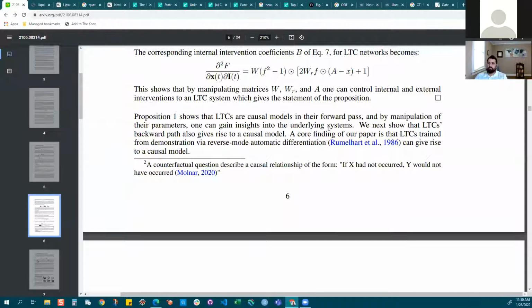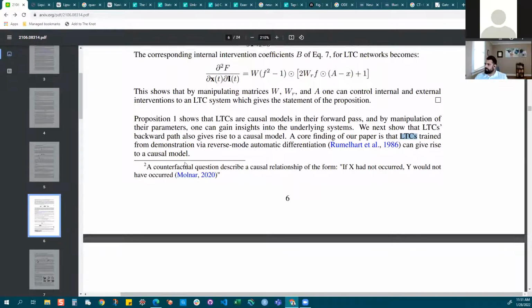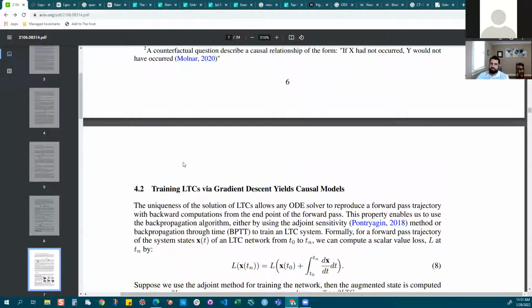Then they talk about how, in the backward pass, in the back propagation of the neural network, they can also get a causal model. They also show in this paper that a core finding is that the model they train from reverse mode auto differentiation also gives rise to a causal model. And this is where the Lipschitz and the Picard-Lindelöf theorem helps them in establishing that their model is causal in forward and also backward.